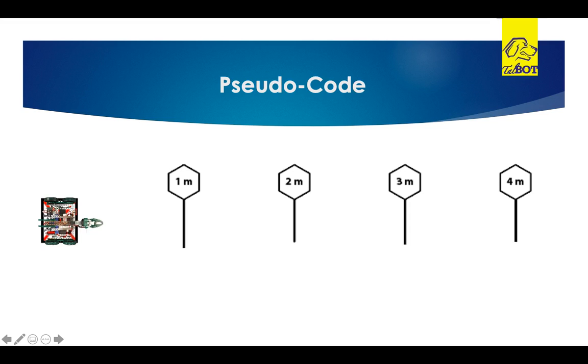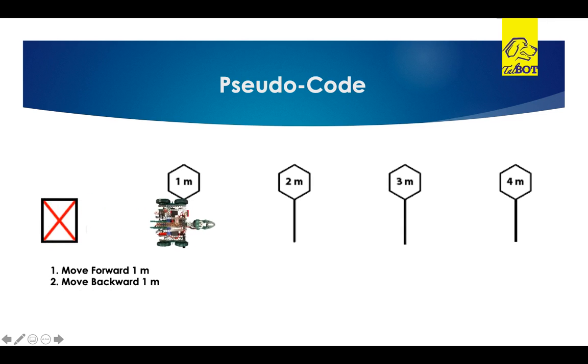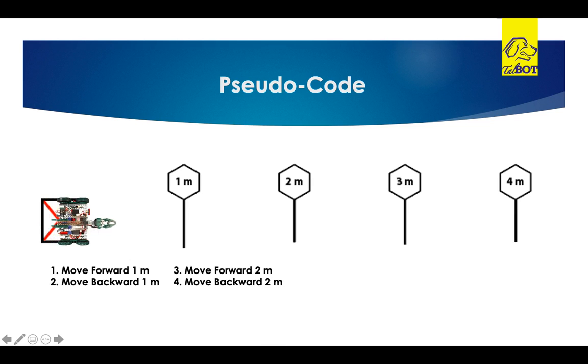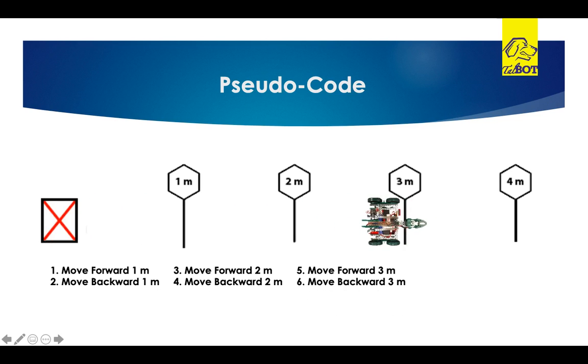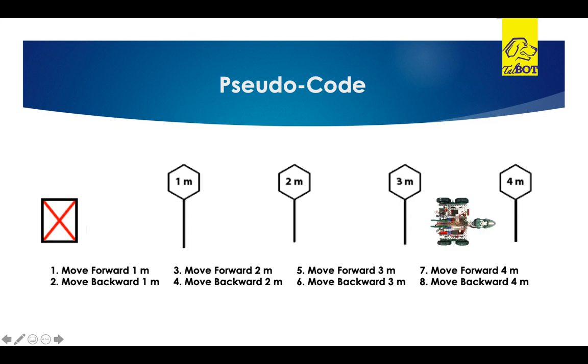But what does the pseudocode look like? Well, this time I believe it's going to be up to 8 steps. So let's see these and we'll see how this works. The first 2 are going to be move forward 1 meter, move backward 1 meter. Again, move forward 1 meter, move backward 1 meter. The next 2 are move forward 2 meters, move backward 2 meters. The next 2 are move forward 3 meters, move backward 3 meters. And the last pair are move forward 4 meters and move backward 4 meters.